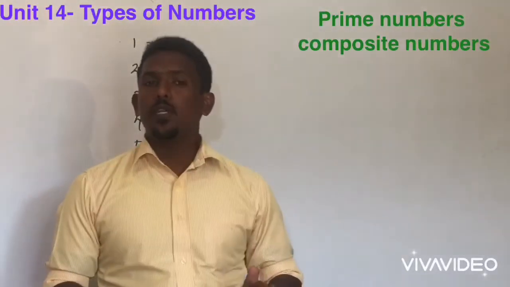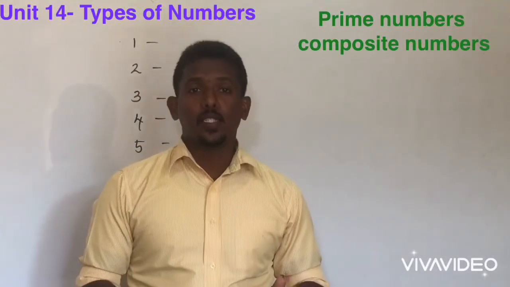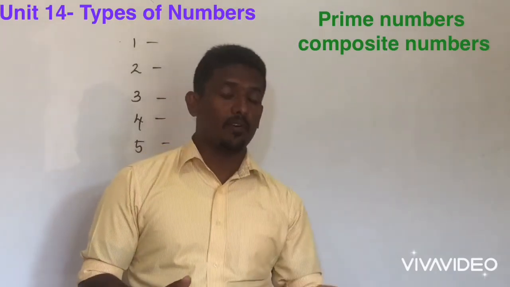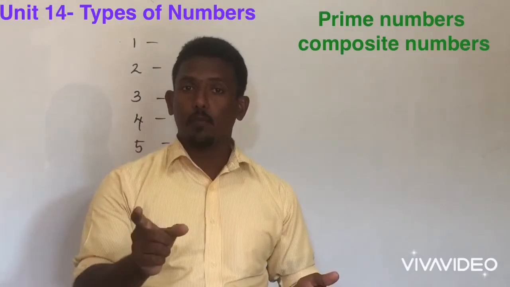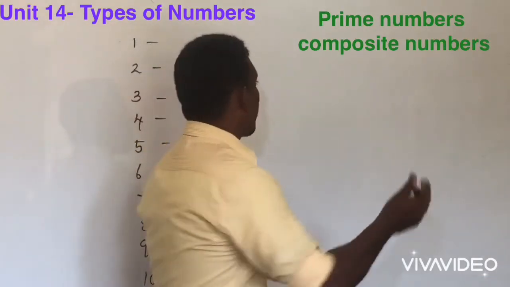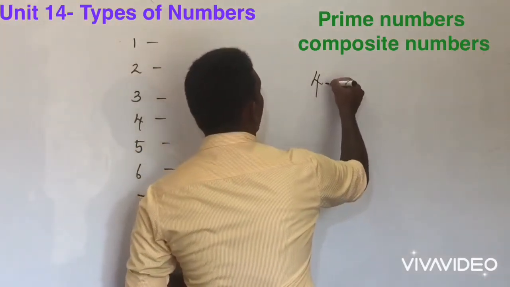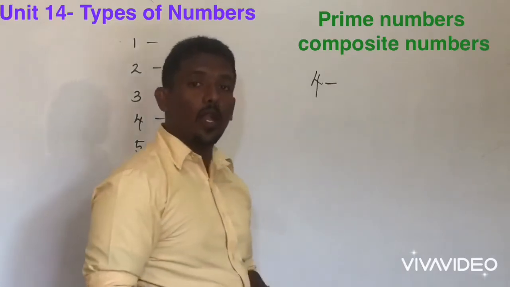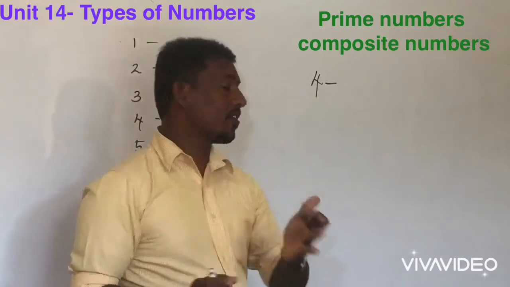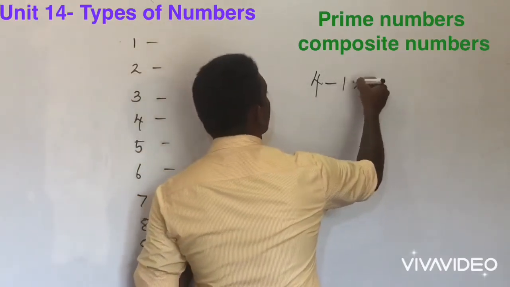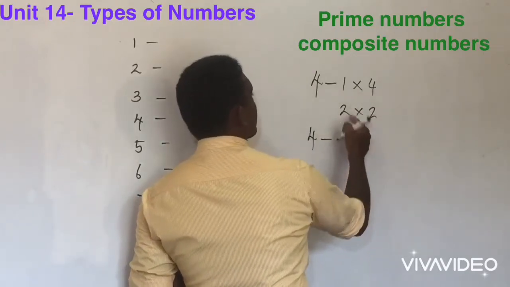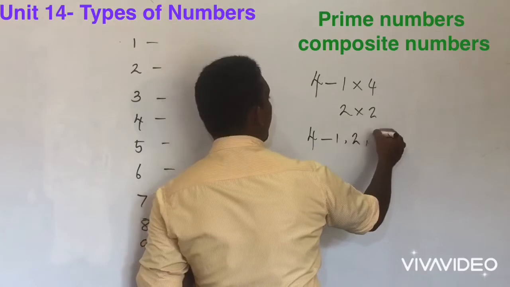Okay, now tell me what is meant by a factor of a number. If a number is divisible by another number without remainder, that second number is a factor of the first number. For example, 4 is divisible by 1, as well as 2, as well as 4. Also, 4 can be written as the product of two numbers, 1 into 4 and 2 into 2. Therefore, factors of 4 are 1, 2 and 4.